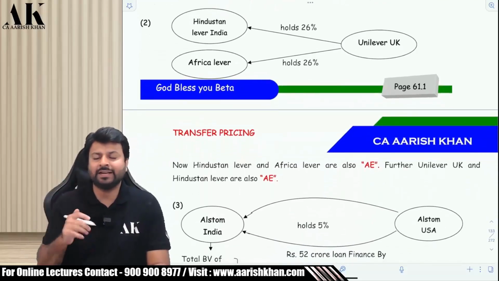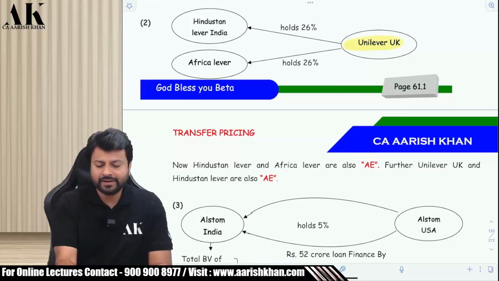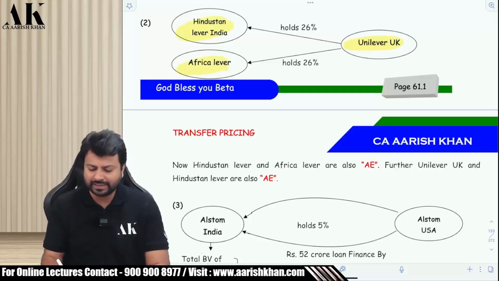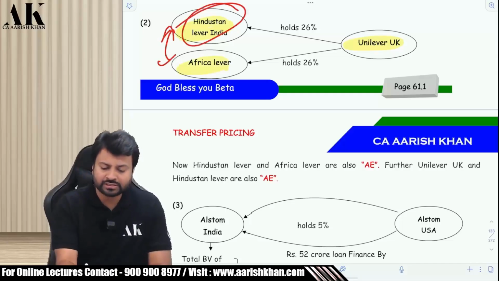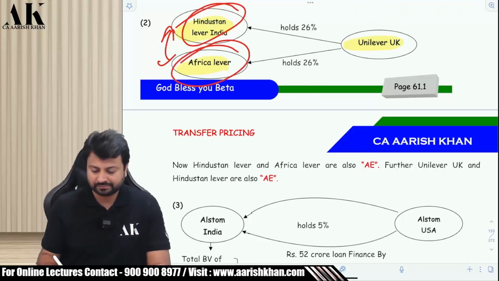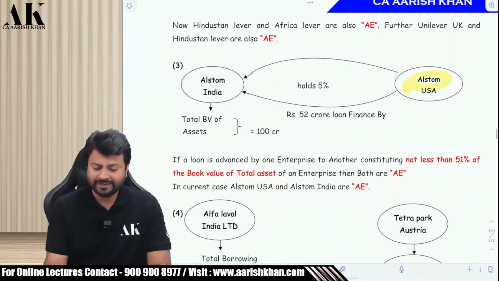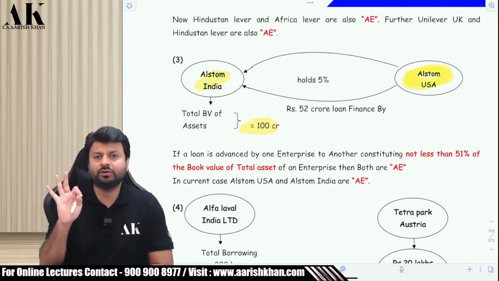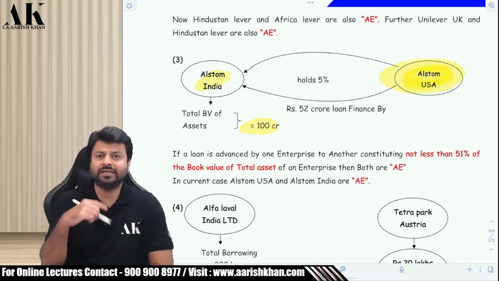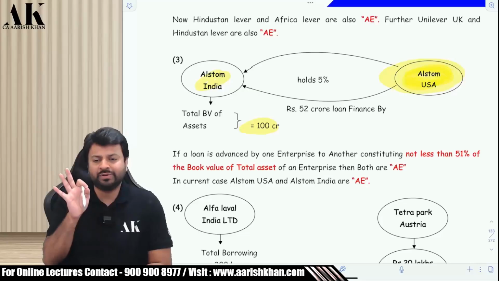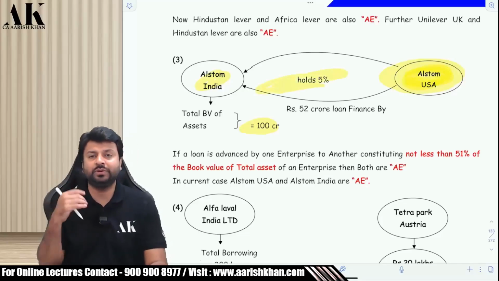Second case, there are around 10-11 cases over here. Second case, when one entity holds 26% of the equity in one entity and 26% of the equity in another entity, then these two entities are also considered to be what? As associate enterprises. Check it please. Third one, when one entity's total book value of asset is 100 rupees and at least 51% of the total book value of asset is financed by the other entity. I have a book value of asset of 100 crore and you are financing me at least 51 crore rupees out of it, then we both are also deemed to be associate enterprises.